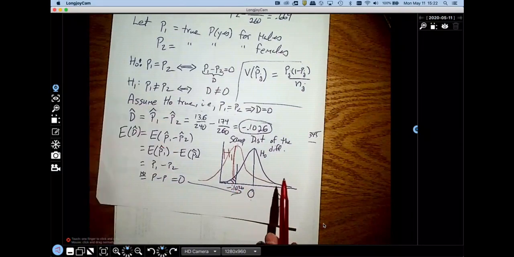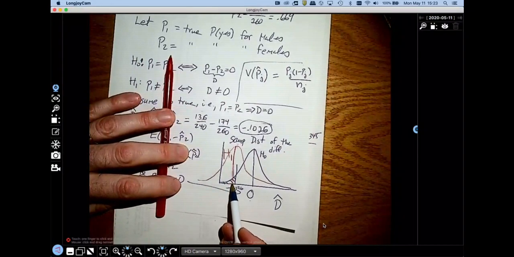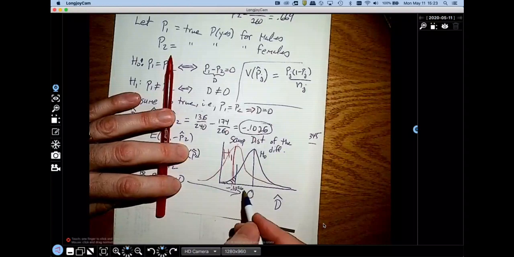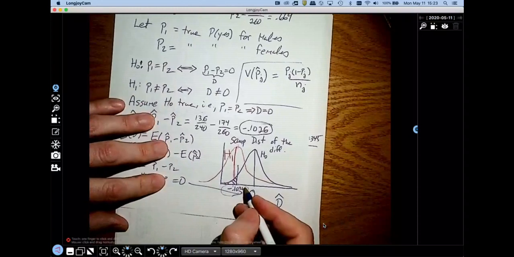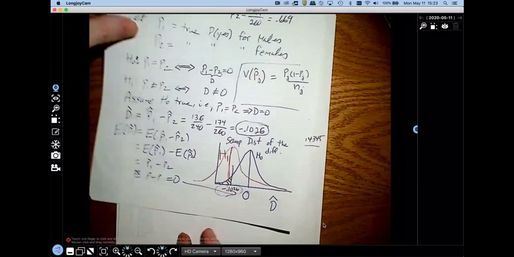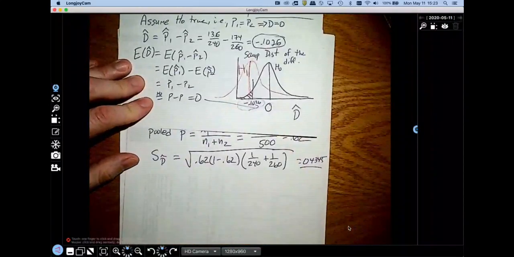Alternatively, let's say we go find the area in this tail, and it's large. If the area is large, what that is saying is we would observe a difference like minus 0.10 regularly if the null hypothesis is true. Therefore, there's nothing weird about the assumption that the difference is 0, and it's entirely plausible that the difference is 0. So everything hinges on us finding the area in that tail. So let's go do this.